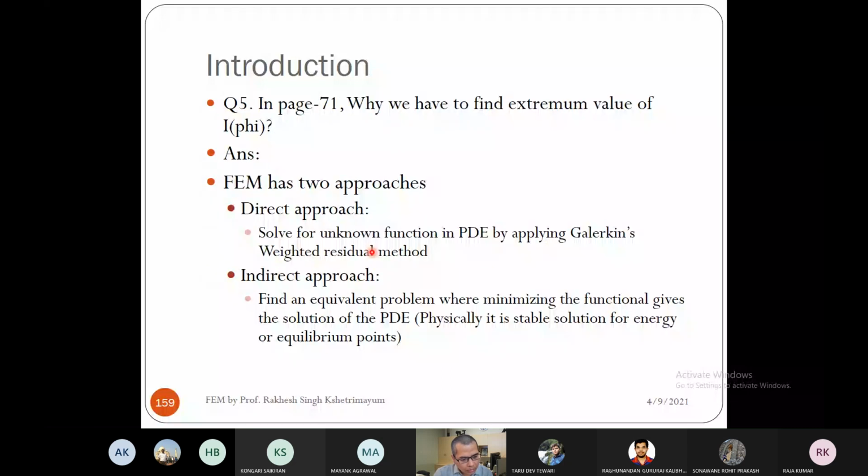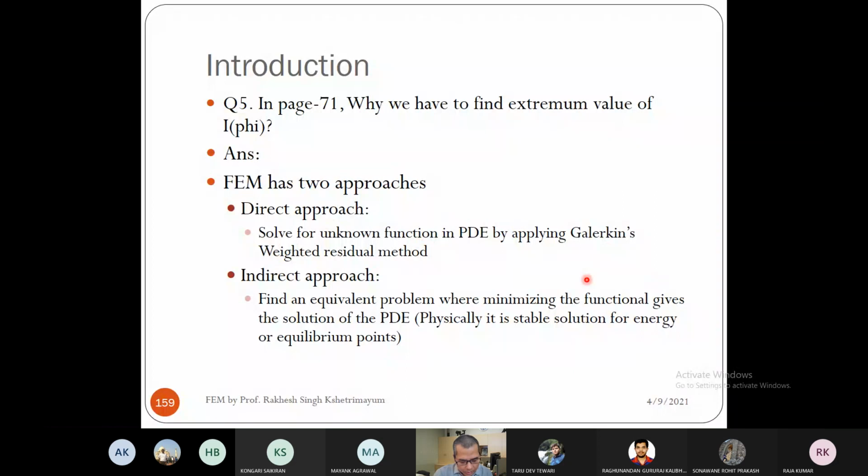And why do we have to find the extremum value of the functional I phi? Okay, as I told you in the previous question also, FEM has two approaches. One is the direct approach, another is the indirect approach. In the direct approach, you solve the PDE boundary value problem by applying Galerkin's weighted residual method directly. In the other method, we find an equivalent problem by minimizing a functional.